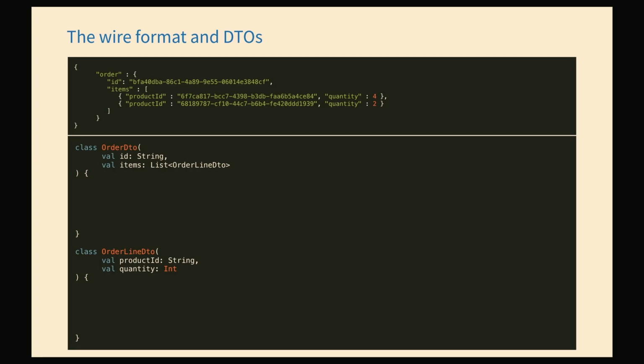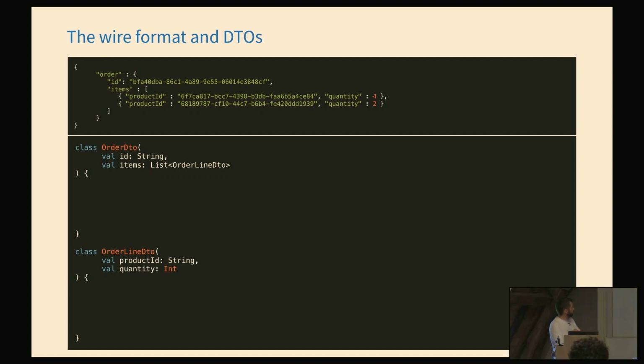Here's an example of DTOs. On the top you see a JSON. The JSON is an order with an ID, and then it has some order lines or some items where each of them has a product ID and a quantity. In these DTOs, we use primitive types like string and int, because these are just intended to assist us in transferring data back and forth. So these don't have to enforce the invariants.